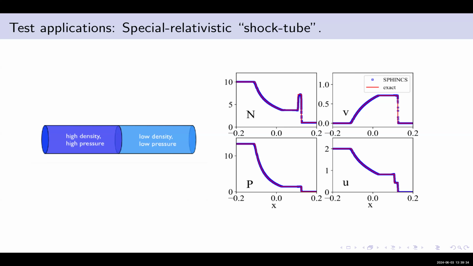So just to show you a test application, a special relativistic shock tube. You have high density, high pressure matter on one side, low density, low pressure on the other side. This doesn't actually have any GR, but it's done with the full GR code with just the metric set to Minkowski. And you can see that the code is able to track the exact solution quite well. But it was just something that we needed to do in order to show that we can actually do shocks.